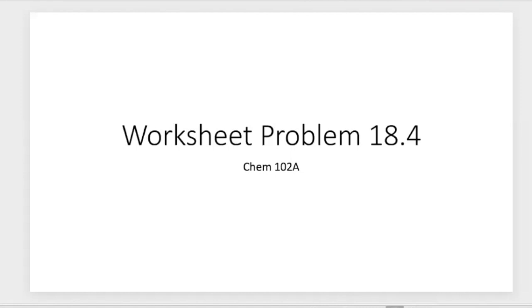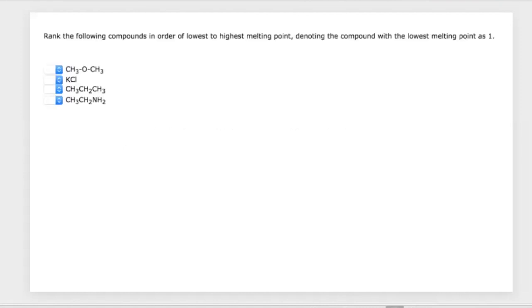Worksheet problem 18.4 asks us to rank the following compounds in order of lowest to highest melting point, denoting the compound with the lowest melting point as 1. To treat this a little bit similarly to 18.2, I want to orient ourselves when we're talking about melting point and how this relates to intermolecular forces.